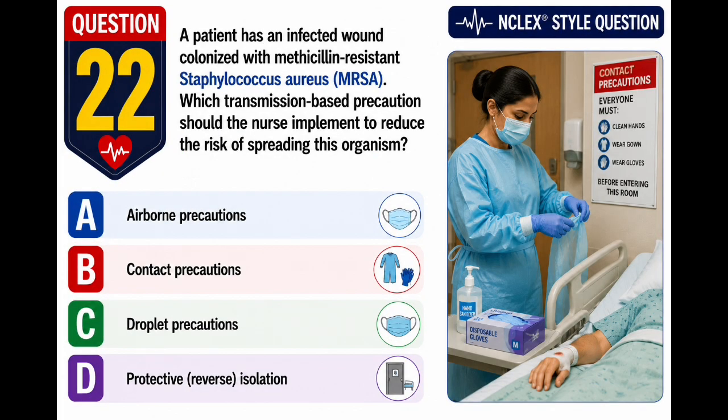Question 22. A patient has an infected wound colonized with methicillin-resistant Staphylococcus aureus, or MRSA. Which transmission-based precaution should the nurse implement to reduce the risk of spreading this organism? Options: A. Airborne precautions. B. Contact precautions. C. Droplet precautions. D. Protective or reverse isolation.